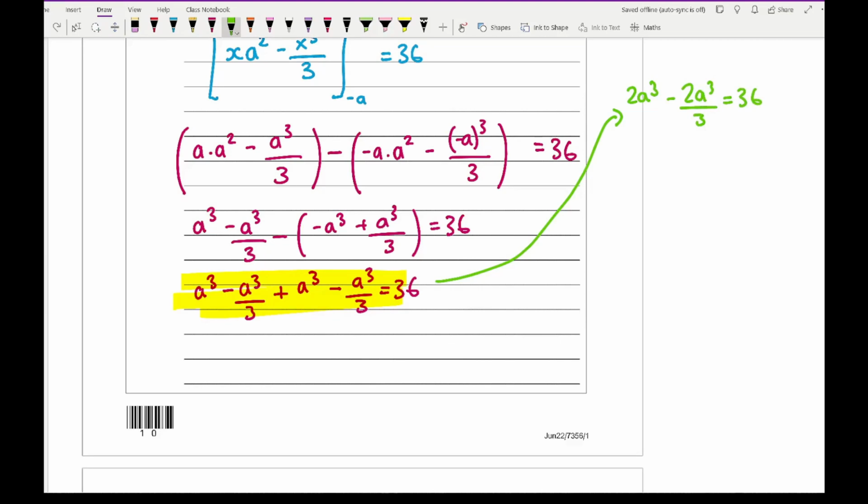Then if I multiply everything by 3, I'm going to end up with 6a cubed minus 2a cubed equals 36 times 3, which is 108. So then 4a cubed equals 108. So a cubed is going to equal 27. So a equals 3, and there is my final answer for A.